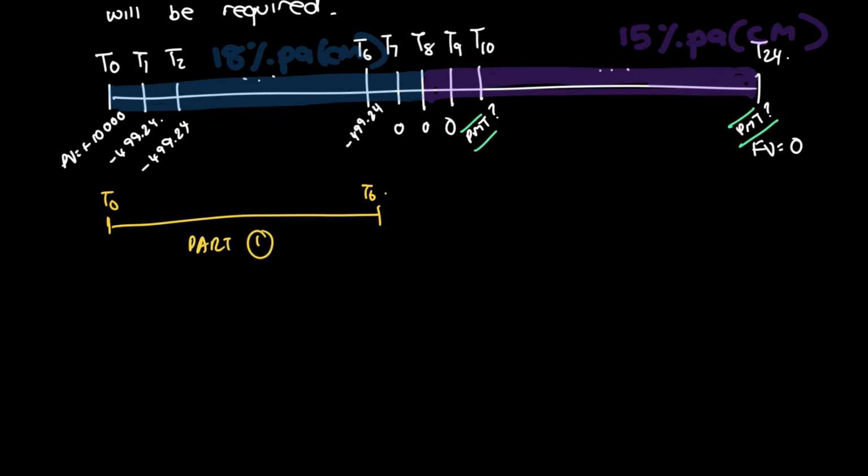Then we're going to continue and say, okay, the interest rate changes at T8. So you can see that there's a color change occurring from this side of T8 to that side of T8. So our part 2 is going to be from T6 to T8.